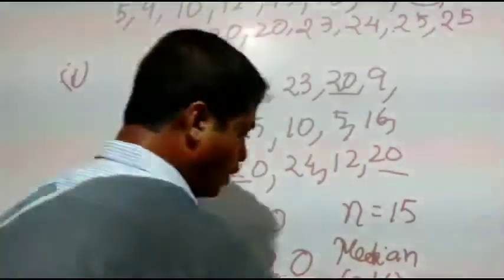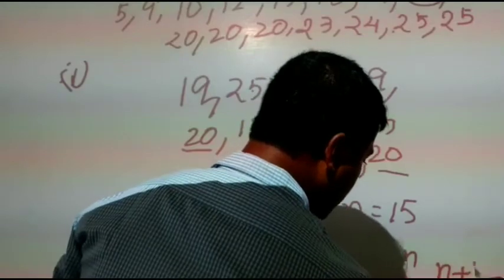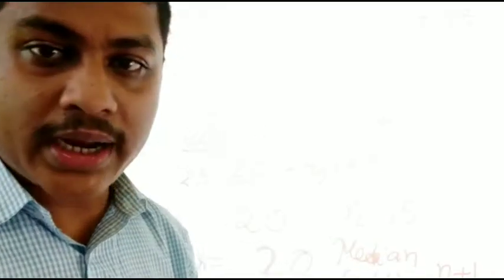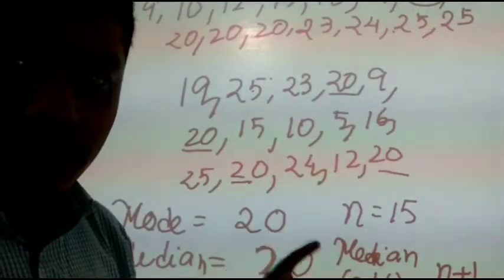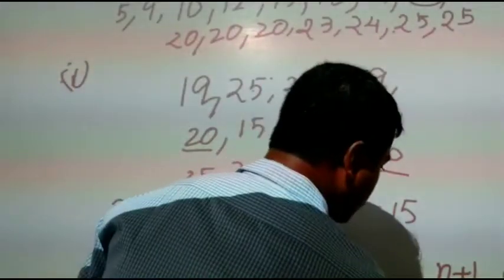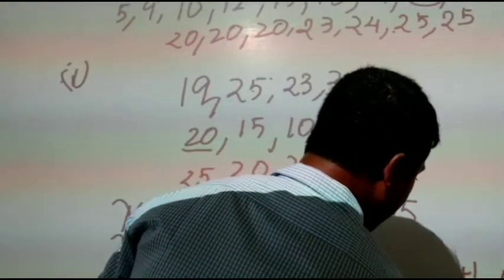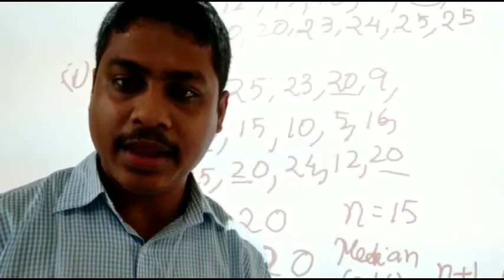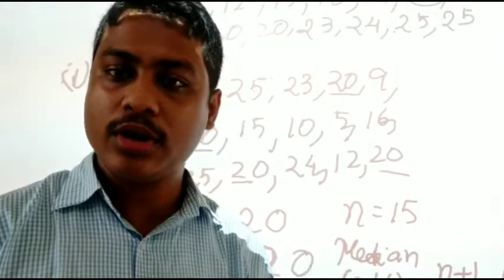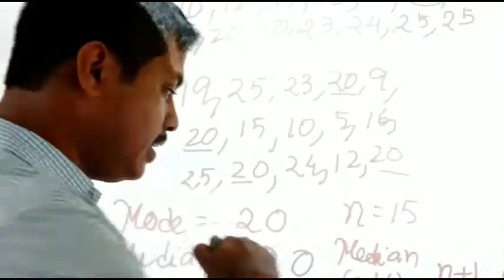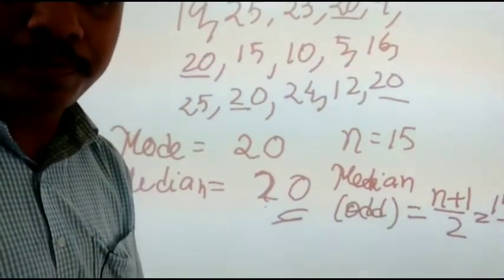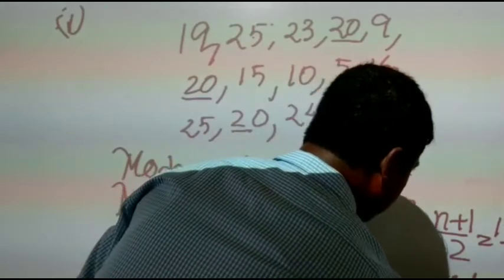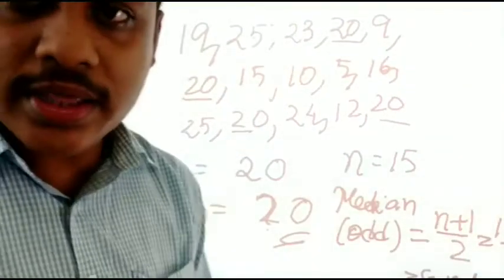Then what we have to do is take n plus 1 divided by 2. Here n is 15, so 15 plus 1 divided by 2. What will you get as the answer? The answer will be 16 by 2, that means your median will be the 8th term. Now which one is the 8th term from above?